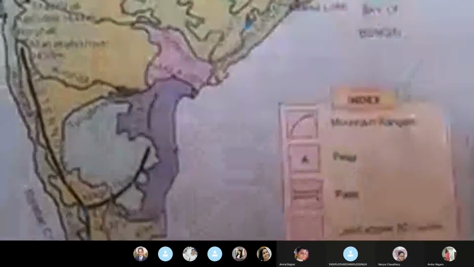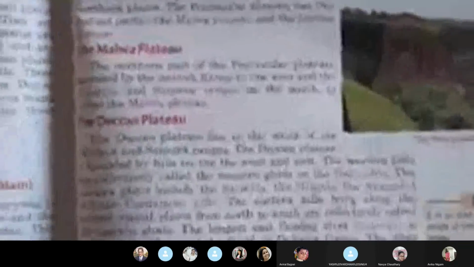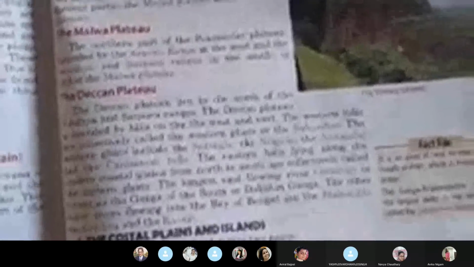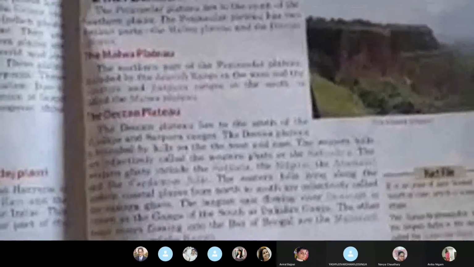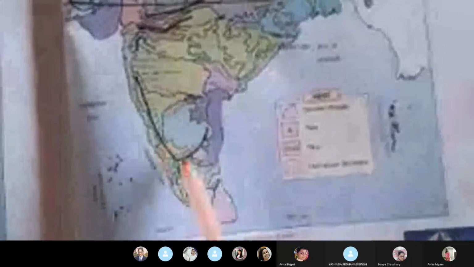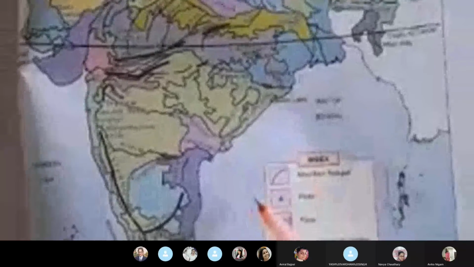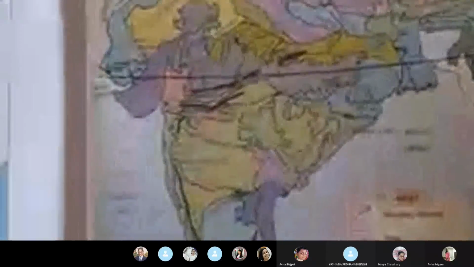There's one big river called Godavari, which is also known as the Ganga of the South or Dakshin Ganga. Okay. Then the other rivers are Mahanadi, Krishna, and Kaveri. They flow and fall into Bay of Bengal area here. Okay. So this is the Deccan Plateau region we talked of just now.